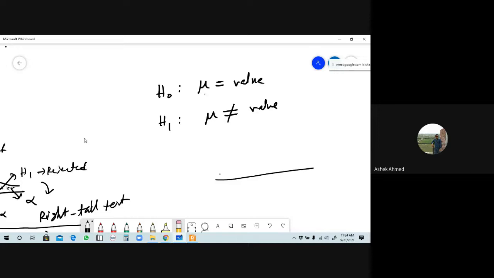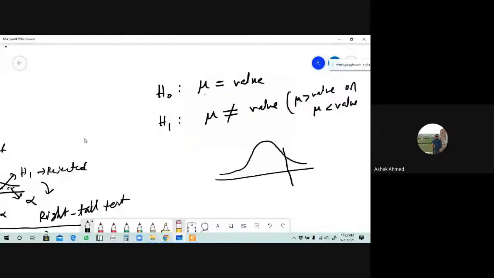In that case the graph will be the normal graph. From here we can define that not equal means mu is greater than the value or mu is less than that value, is it right? So for greater than it will be this concept, and for less than it will be this concept.